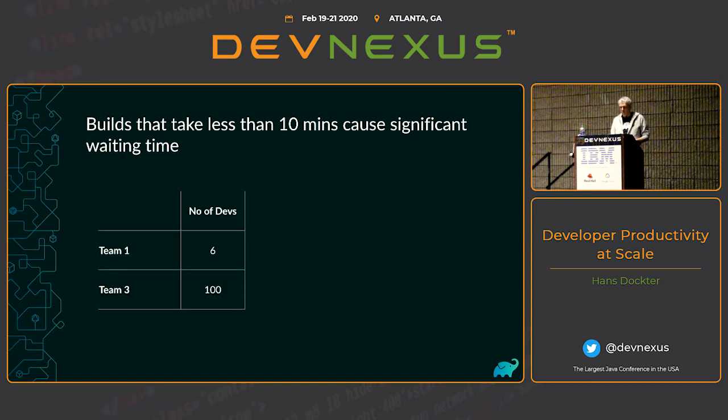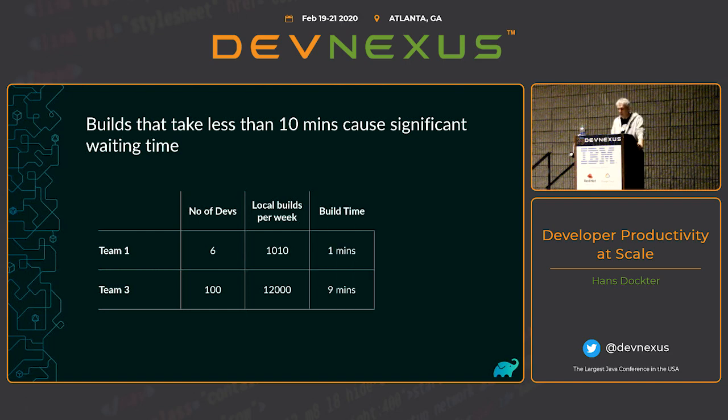So this team with 6 developers is running 1,000 builds a week, and their build time is 1 minute. I would say for many people, that's a dream world. A 1-minute build and test time. So why should we do something about it?